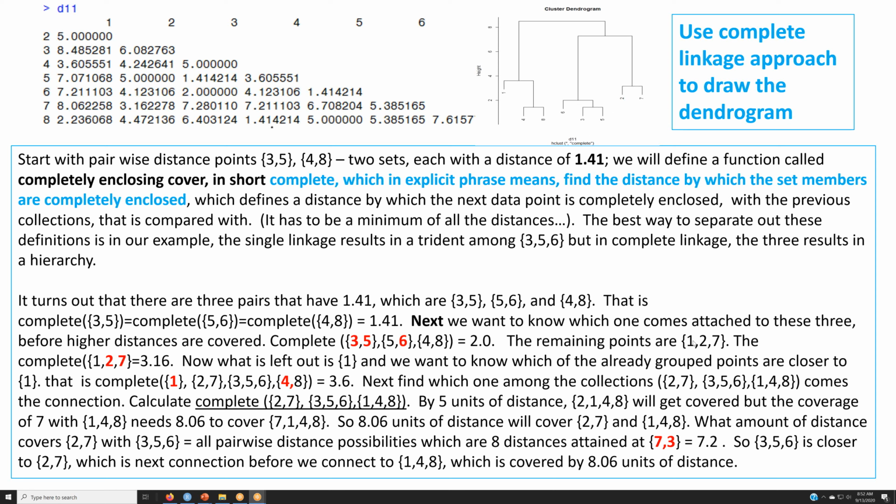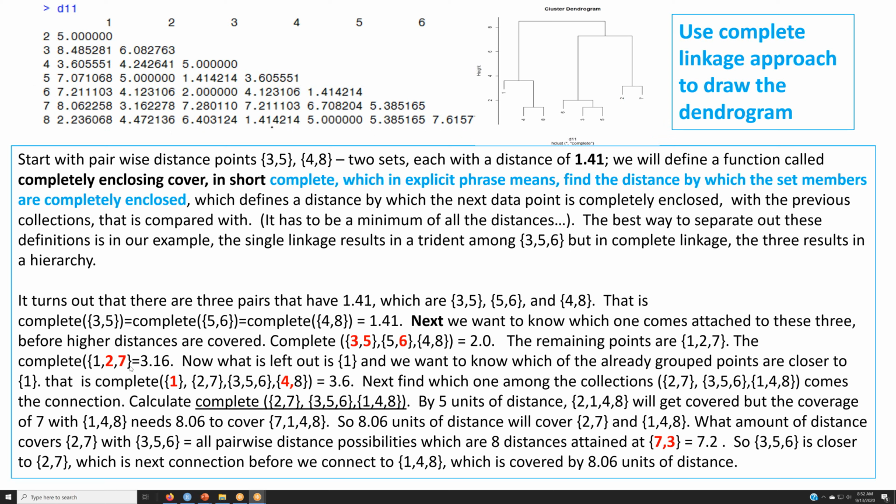Now the remaining points are 1 to 7. This is what is remaining here. Now the complete function: you take the 1 to 7, and what do you find among them? The minimum, 1 with respect to 2, with respect to 1 or 1 with 5, 2 and 7. You go here, that is 3.16. 1 with respect to 2, 1 with respect to 7, and 2 with respect to 7. The minimum is attained at 3.16. That is what this point is.